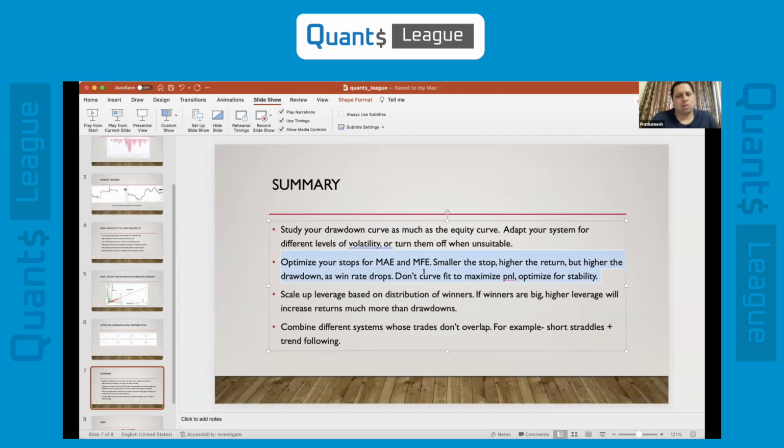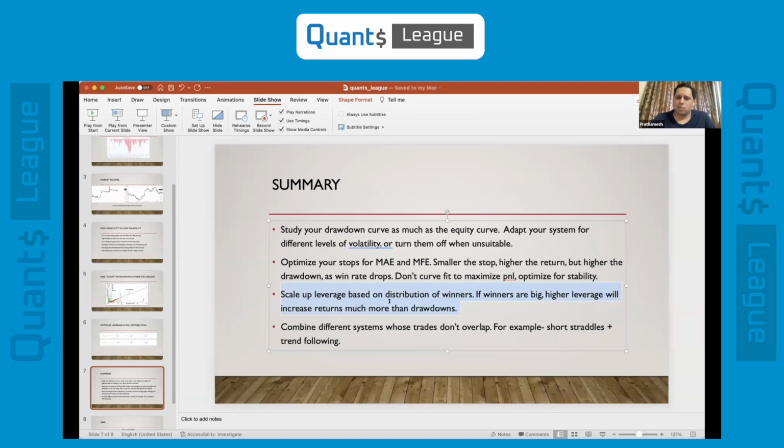Finally, don't curve fit this to maximize PNL, but maximize for stability. So if you have a stop loss of say 40 points and your PNL is X%, if you change it slightly from 40 to 45 or 35, your PNL shouldn't change very much. If it does, then it means you have curve fit your system. It means a few big winners are skewing your results. That's not something you want.